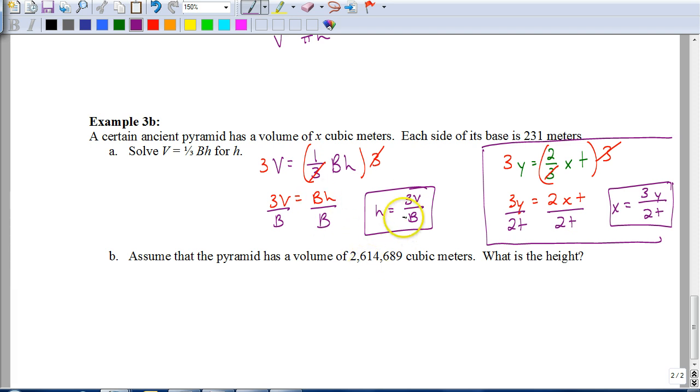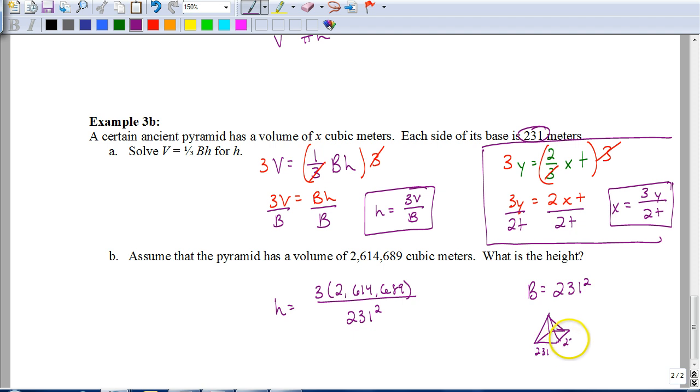Basically, with this one here, now that we have this formula, we would take 3 times the volume, which is 2,614,689, divided by the area of the base. Each side of its base is 231 meters. Now remember, the area of the base, if you're dealing with a square, is side squared. So we would just take 231 squared. Again, what we're talking about is a pyramid that's got a square base. The area of the base is 231 times 231. When you simplify this, you get 147 meters would be the height of the pyramid. So good luck, and hopefully all that made sense.